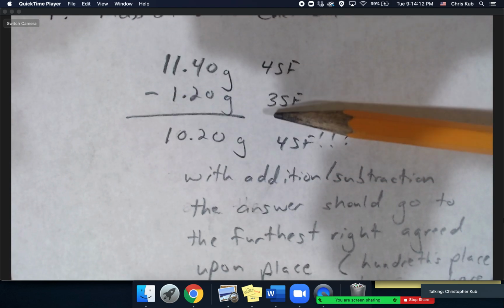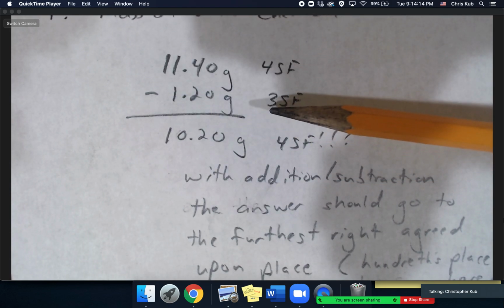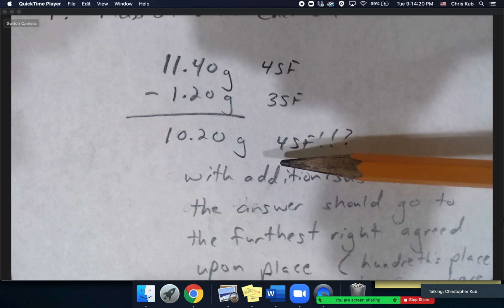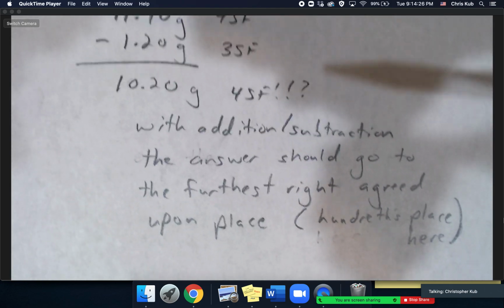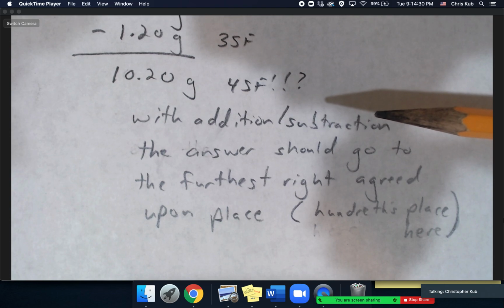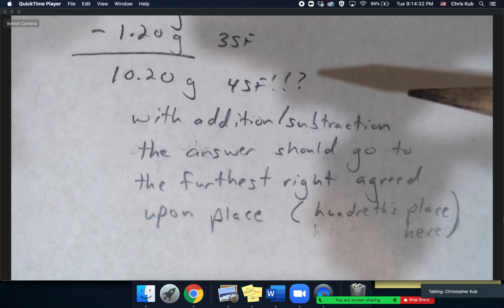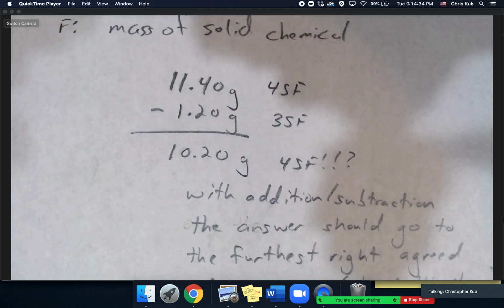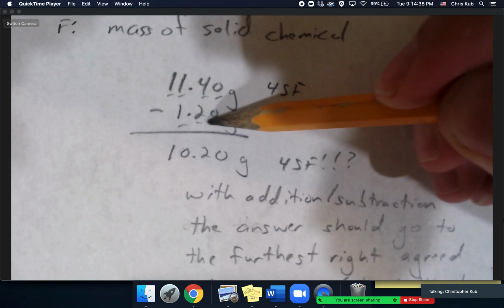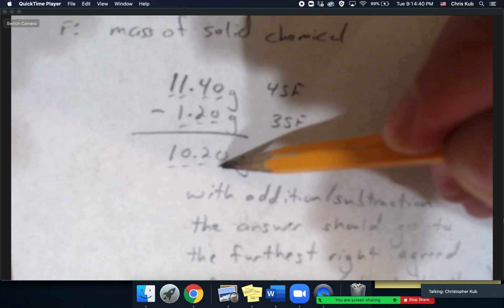Even though there were only 3 sig figs in this number, we get 4 sig figs in our result because when it's about addition or subtraction, we don't care about sig figs at all. Unlike multiplication or division, we just care about the place that the scale went to. So just kind of writing that out: with addition or subtraction, the answer should go to the furthest right agreed upon place. In this case, both of these numbers went all the way to the hundredths place, so our answer gets to go to the hundredths place.